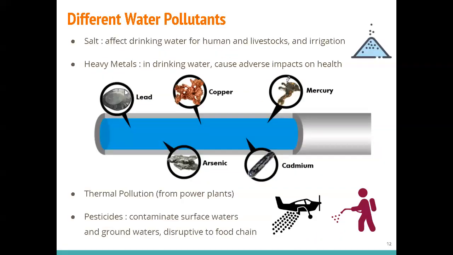Okay, so there are also different other types of water pollutants. For example, salt. It is a pollutant, right? If we're talking about salt in our diet, it's okay, right? Provided that it's not too much. But if there's too much salt in our soil or in our irrigation, that's bad, right?